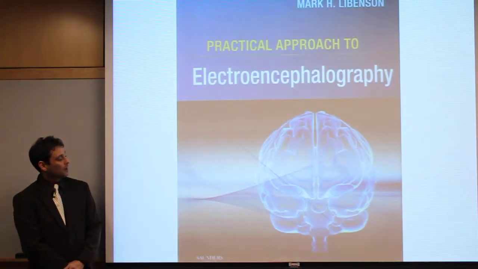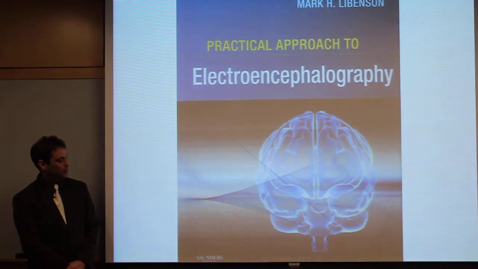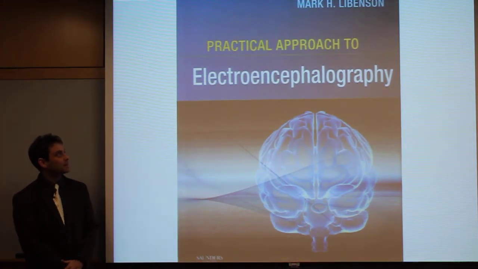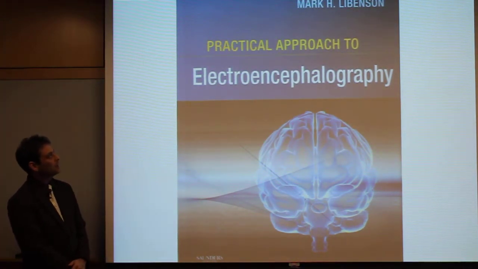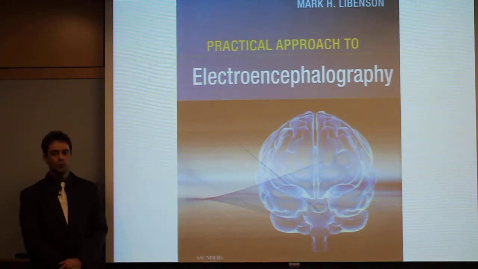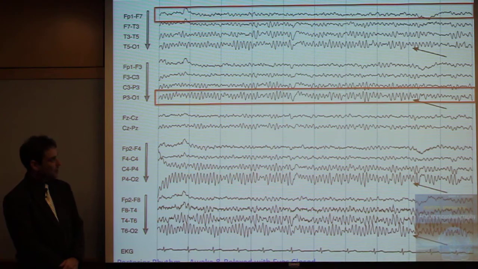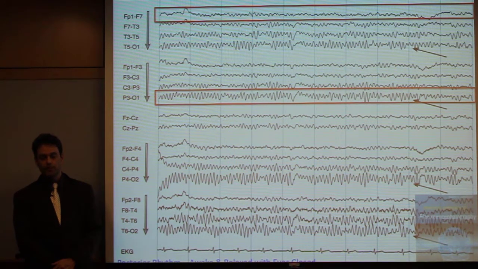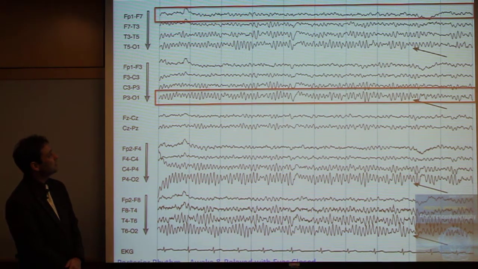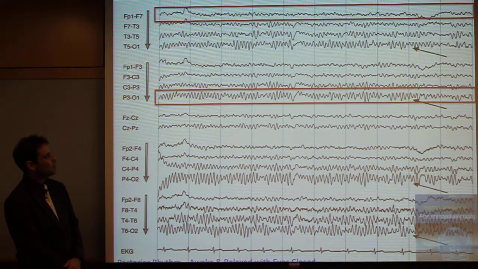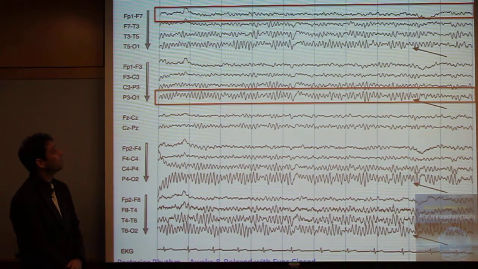I'd like to show some examples of waveforms now and see how they change with different states. Some of the examples that I will be providing are from this excellent textbook by Mark Liebenson on a practical approach to electroencephalography. Here is the first image that I wanted to draw to your attention. And in particular, I'd like you to notice the traces that I've outlined in red.